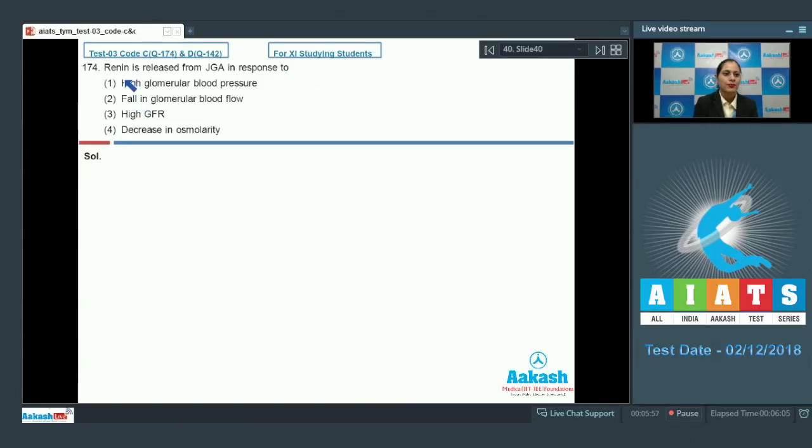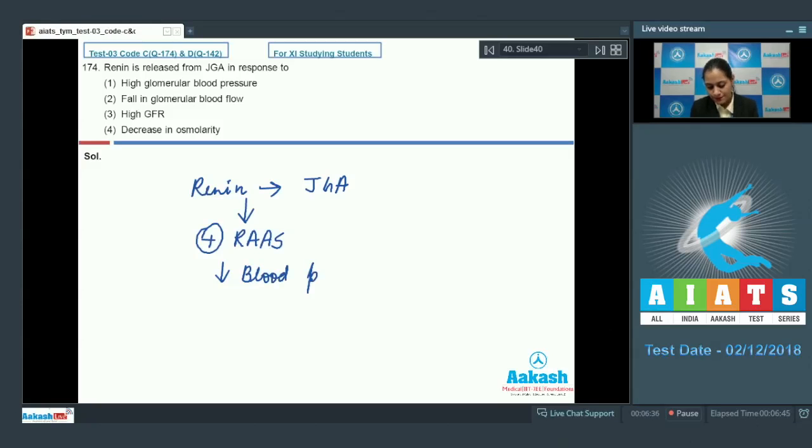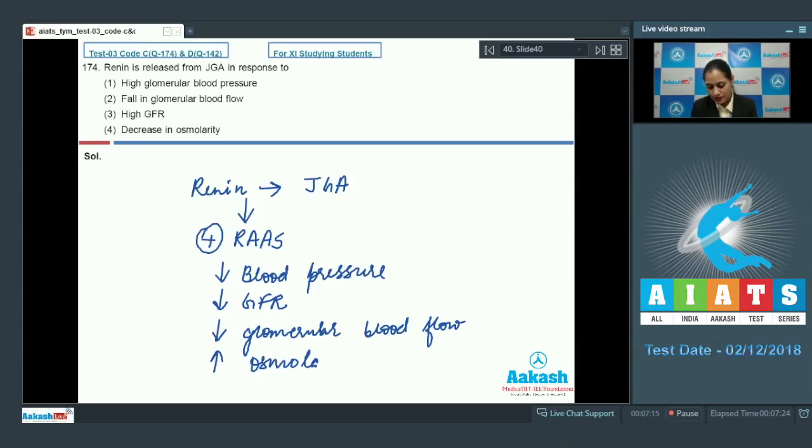Question number 174. Renin is released from JGA in response to, and this hormone called renin, which is released from the juxtaglomerular apparatus, is involved in RAS, which is activated when there is a fall in blood pressure, or when there is a fall in glomerular filtration rate, when there is a fall in glomerular blood flow, or when there is an increase in osmolarity of the filtrate. Now let's discuss the options.